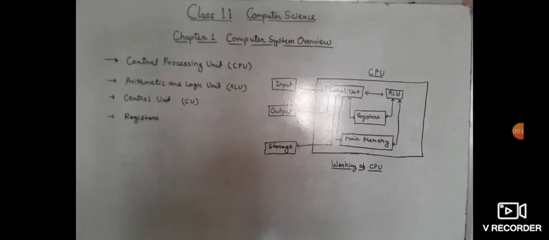Today we are going to proceed with chapter 1, Computer System Overview. Today we are going to discuss the Central Processing Unit, CPU. It is a physical device that controls computer operation. It is also known as the brain of the computer system, as it controls all the operations of a computer on the basis of the instructions given by a user.